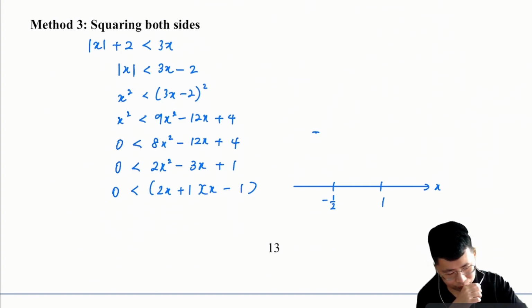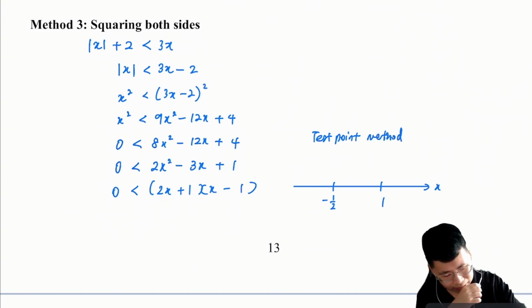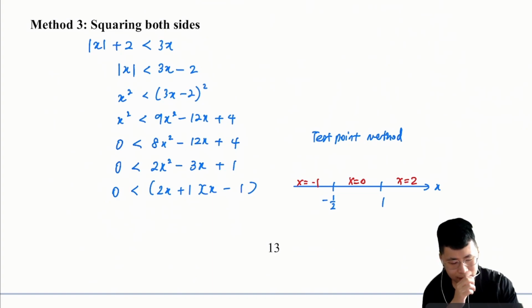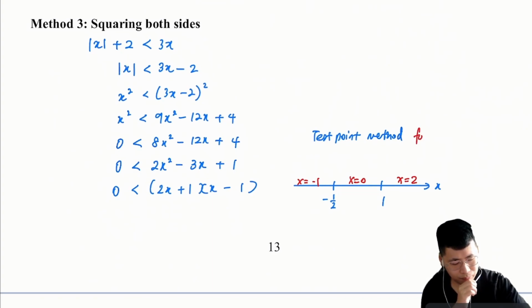Okay, so here I'm deploying the test point method. So like we choose one point from each region to test. Okay, so over here I will choose x equals to -1. Here I'll choose x equals to 0. Here I'll choose x equals to 2 to test out the sign of the inequality. And then 4 to test for this.